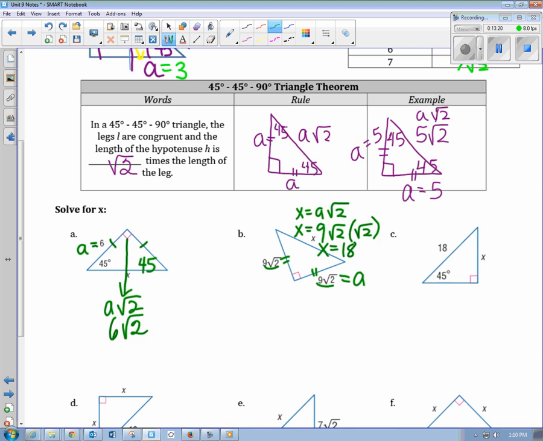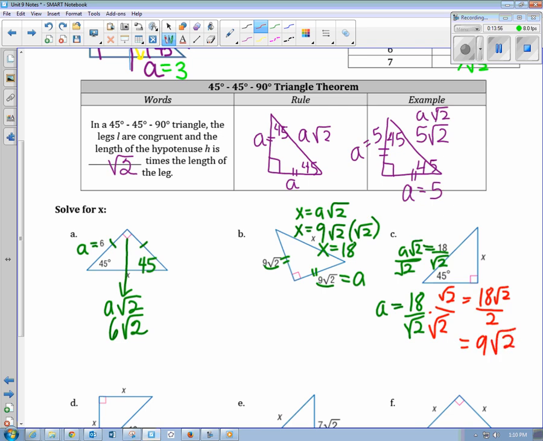For question C, this one is a little bit different because they're giving me the A radical 2 side. So they're telling me that A radical 2 is equal to 18. I need to go through and solve by dividing both sides by radical 2. So I end up getting 18 divided by radical 2 is my answer. That is not, however, my final answer because remember you can't leave a radical in the denominator. So I need to multiply by radical 2 over radical 2, which gives me 18 radical 2 over 2, which gives me 9 radical 2. So this side length will be 9 radical 2.